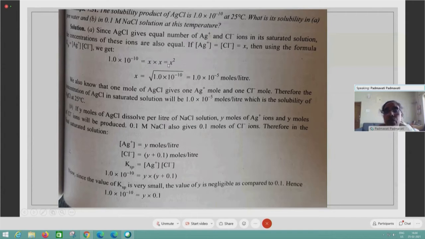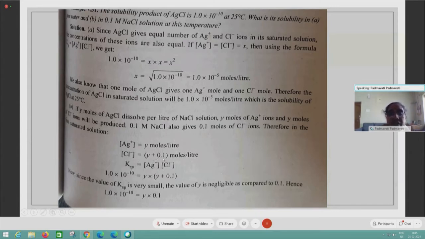So you take the square. So Ag plus into Cl minus ion whole square is 1.0 into 10 to the power minus 10. So you get the value as 1 into 10 to the power minus 5 moles per liter. Right? This is your general solubility. Now, when I add sodium chloride to this, what would happen? So when you add 0.1 molar sodium chloride, you have added a little bit of chloride ion from sodium chloride. So as a result, there is an increase in concentration of Cl minus.